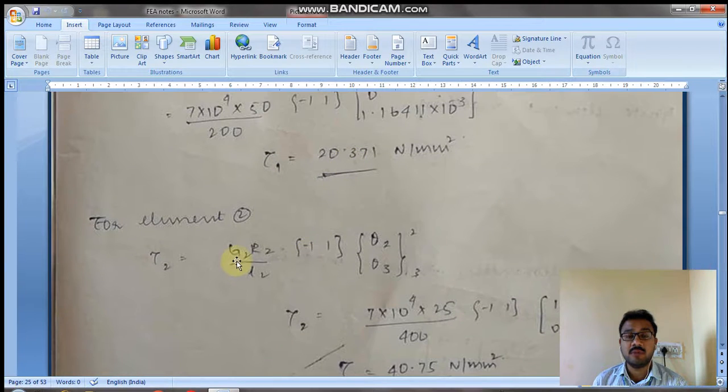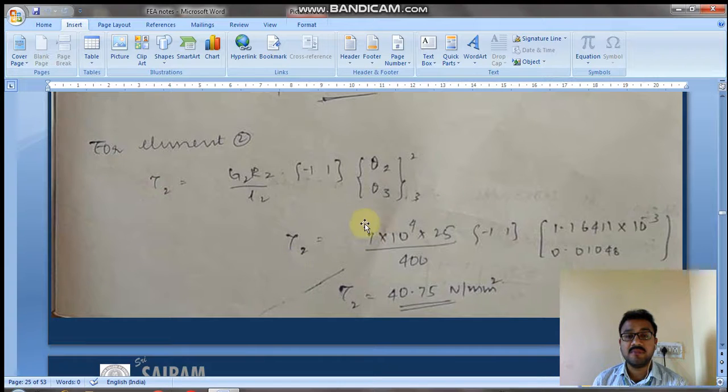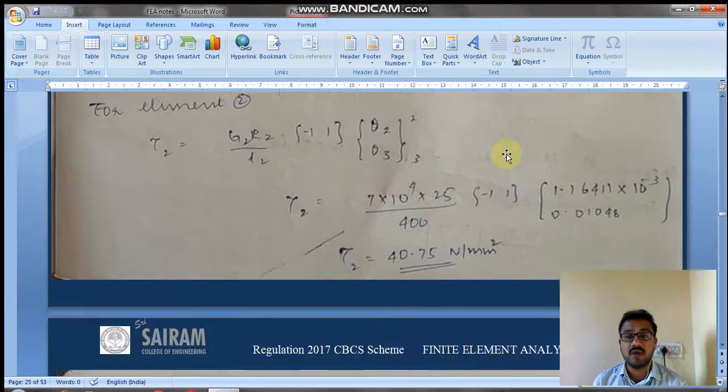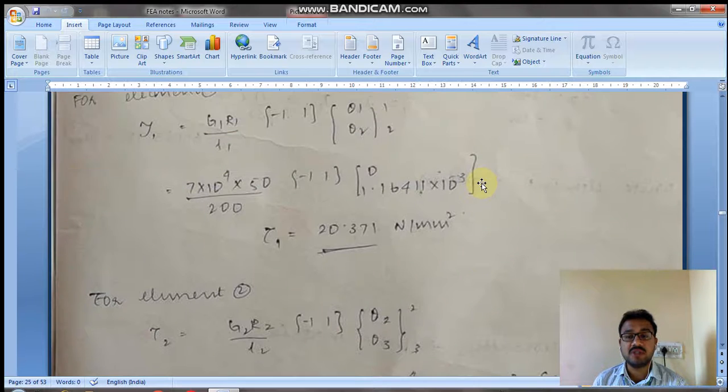Similarly for the element 2, the formula is G2 R2 by L2, minus 1, 1, theta 2, theta 3. For the element 2, the node numbers are 2 and 3. So I will be substituting these values and finding out tau 2. So this is how the problem should be solved.